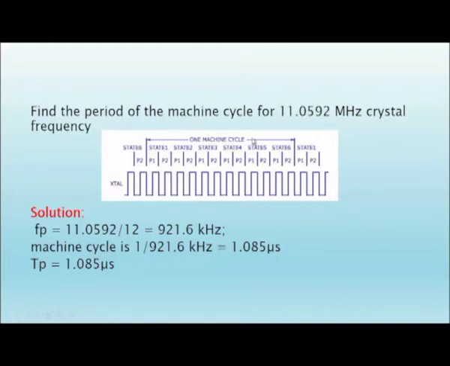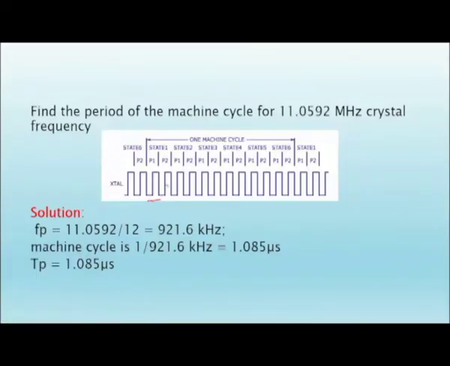Check it: the machine cycle is divided into a number of states. State 1, state 2, state 3, state 4, state 5 and state 6. So, totally 6 states, and each state is divided into 2 pulses, P1 and P2. So, 6 into 2, 12 pulses are there. One machine cycle consists of 12 pulses. The 12 pulses together make one on and off period, one off and on. This is one pulse period.